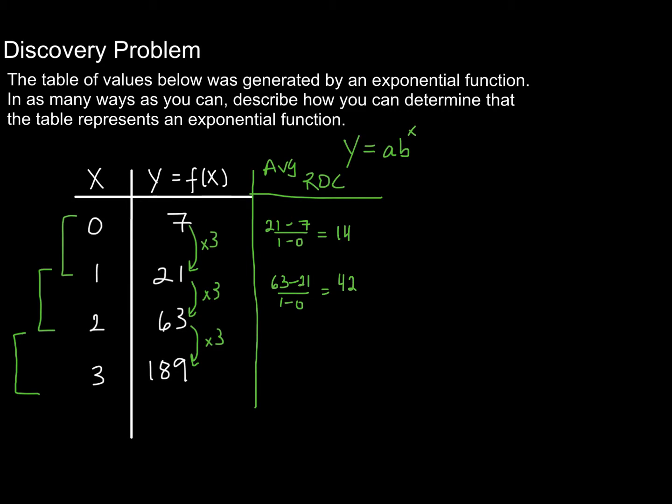Between 2 and 3, I have 189 minus 63 as the change in y, divided by the change in x, which is 1 minus 0. And here, 189 minus 63 is going to be 126.